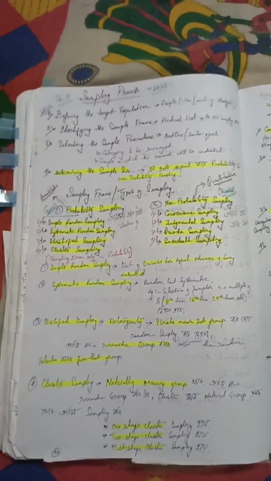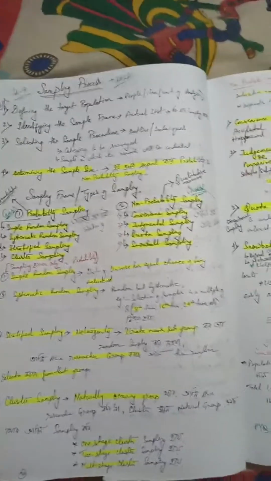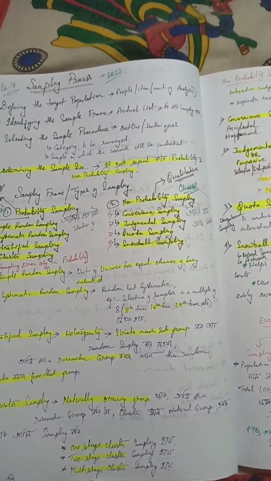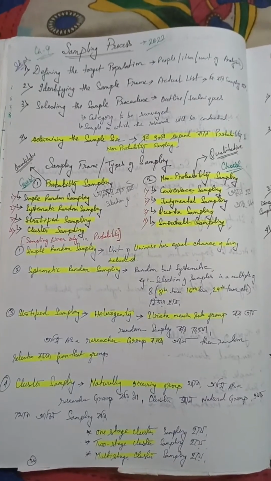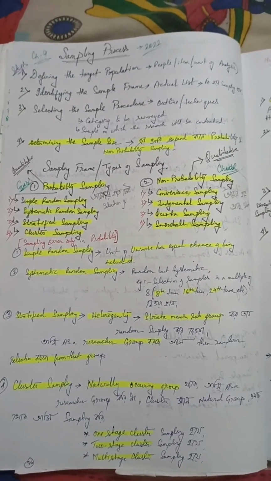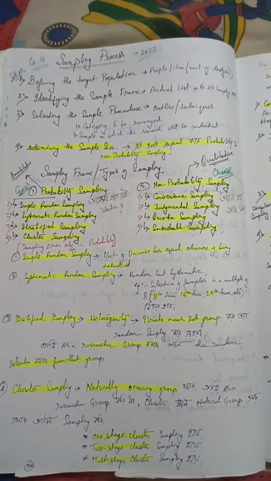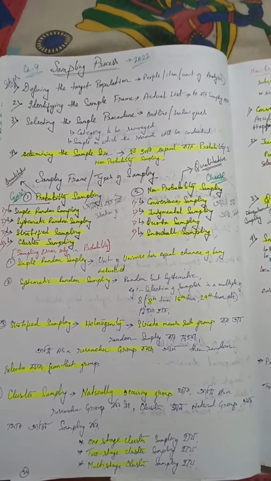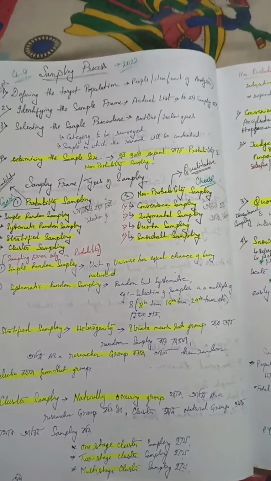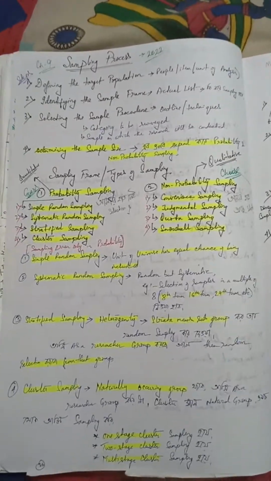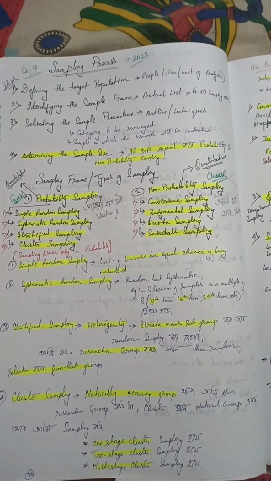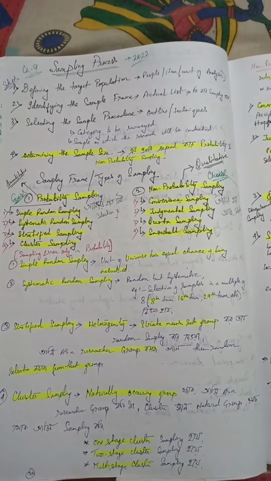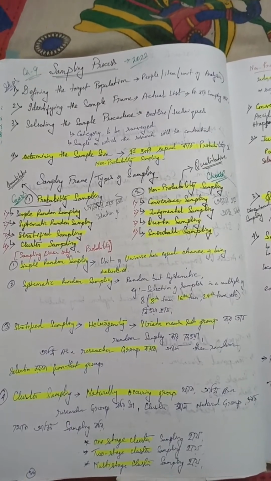So today in this video we will be talking about sampling framing. The sampling process is a systematic procedure. As we have discussed earlier, the sampling process is a systematic procedure a researcher uses to select a subset, the sample, which we discussed in the previous lecture, from a large group, the population, for the purpose of making inferences about the whole.